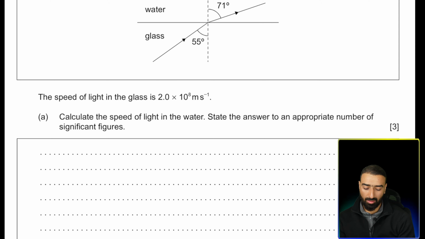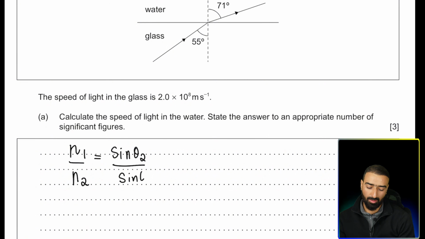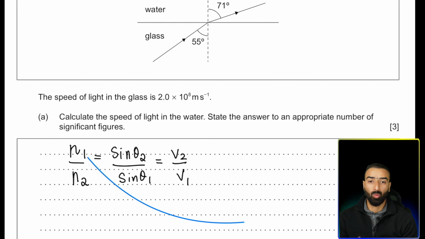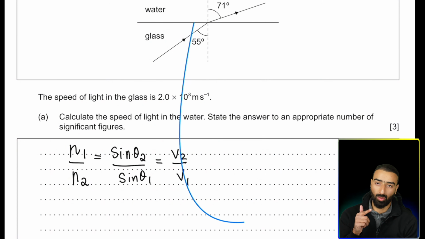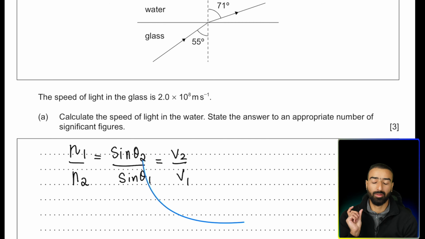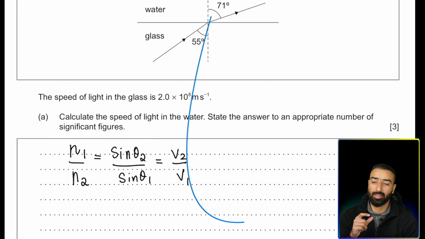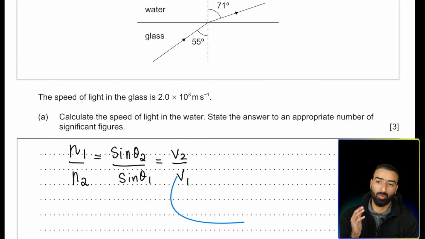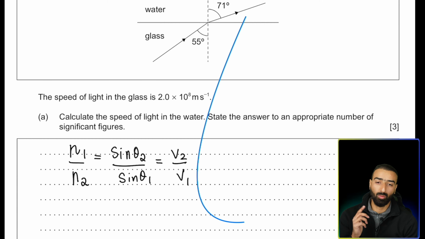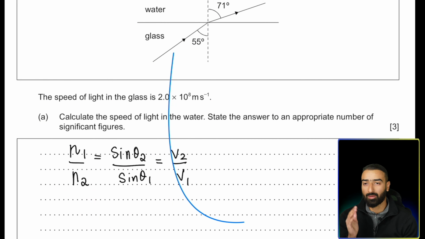The equation for Snell's law is n1 over n2 equals sine theta 2 over sine theta 1 equals v2 over v1. Where n1 is the refractive index of glass and n2 is the refractive index of water, sine theta 2 is the sine of the refracted angle. So that's sine 71 and sine theta 1 is sine 55 equals v2 over v1. v2 is the speed of light in water and v1 is the speed of light in glass.